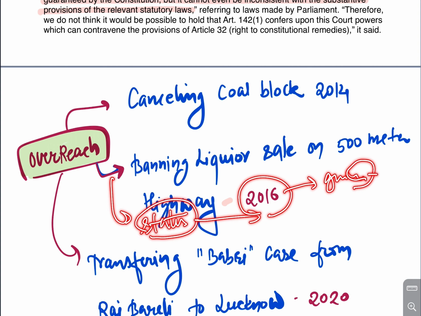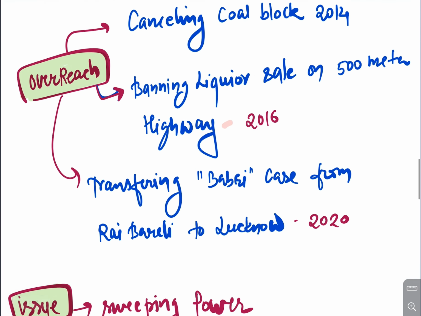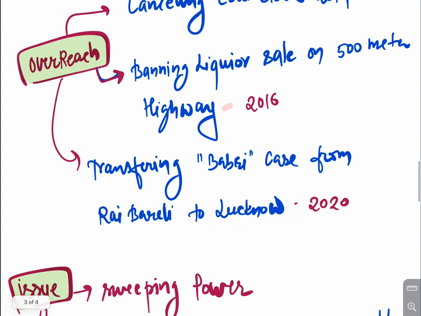Another case considered judicial overreach was the transfer of the Babri case when it was nearing its end, transferring it from Raebareli to Lucknow, right? That was also considered judicial overreach.